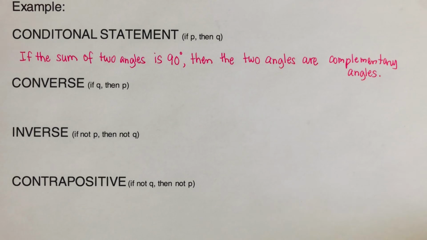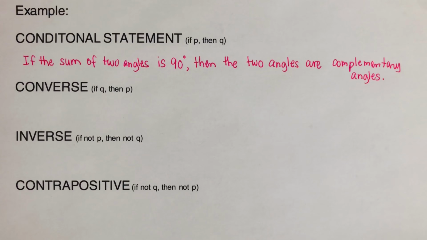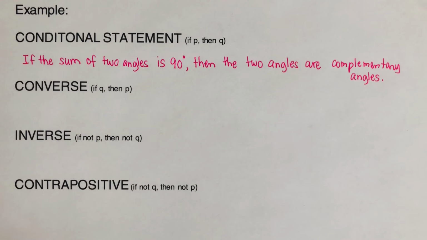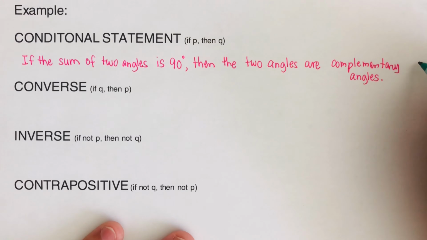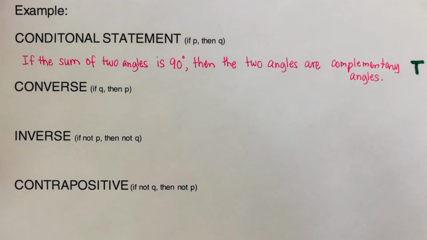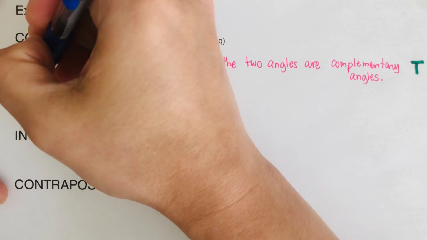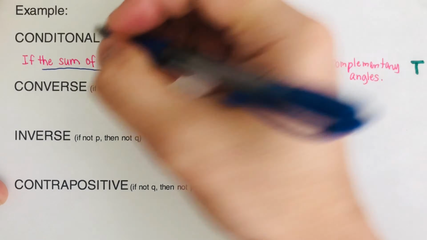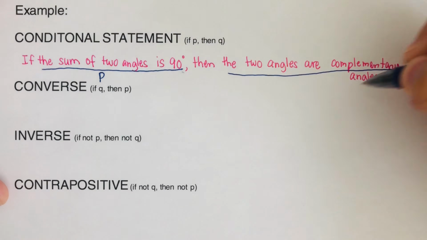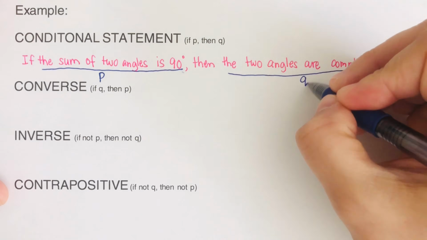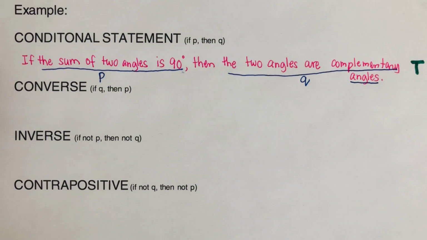We have a statement: if the sum of two angles is 90 degrees, so if we add two angles, then the two angles are complementary angles. And this statement is true. Complementary angles will always have 90 degrees. Now let's label the parts. This part right here is our hypothesis, P. And this part right here is our conclusion, Q.